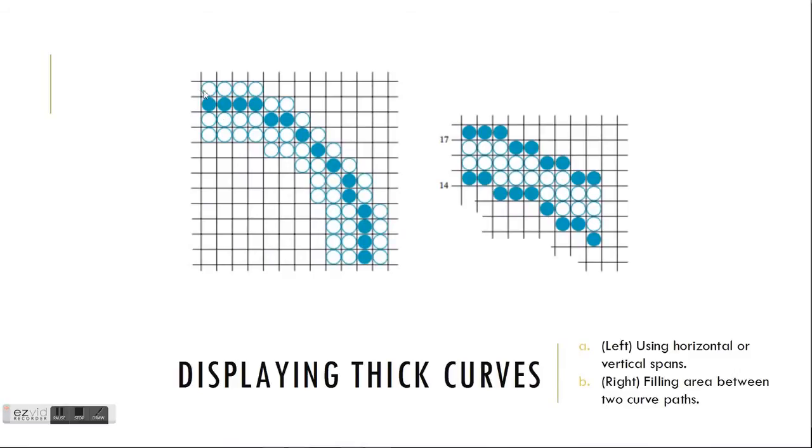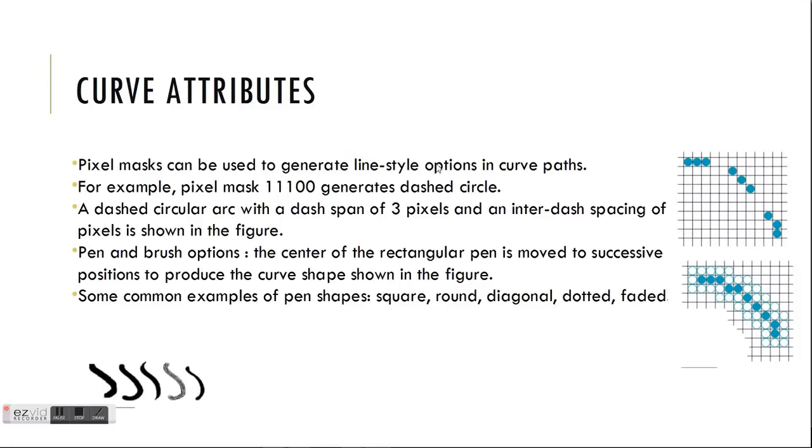These are horizontal and vertical spans, which make the curve thick. Here we can see a curve and then a parallel curve of the desired width. Styling is similar to that of line with the use of pixel mask, and we can see an example over here which gives you an arc of 3 pixels, then 2 spacings, 3 pixels, 2 spacings.